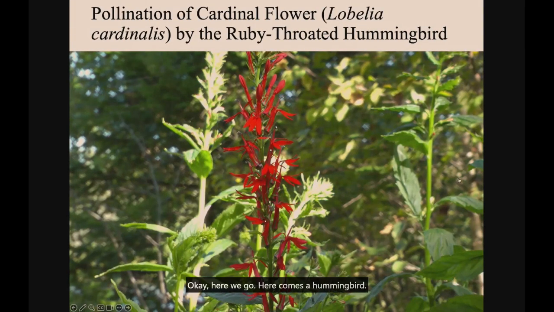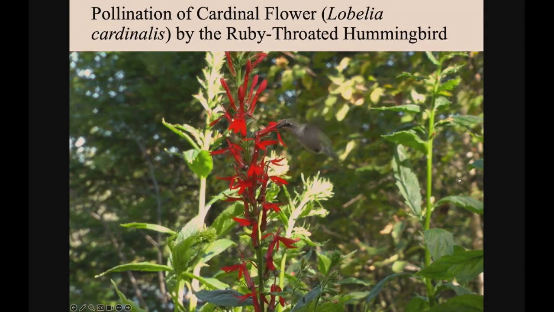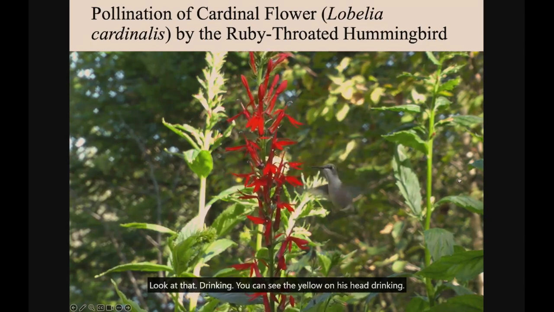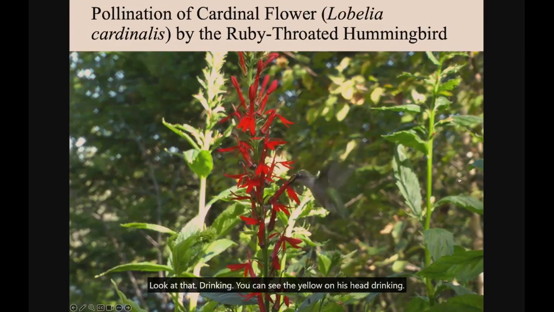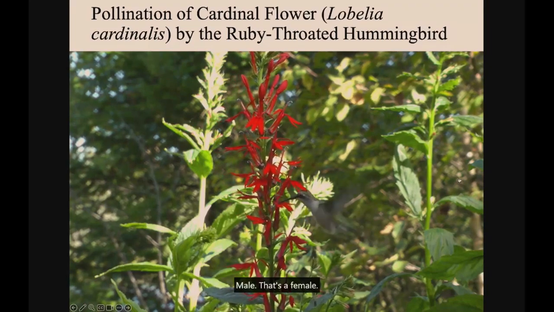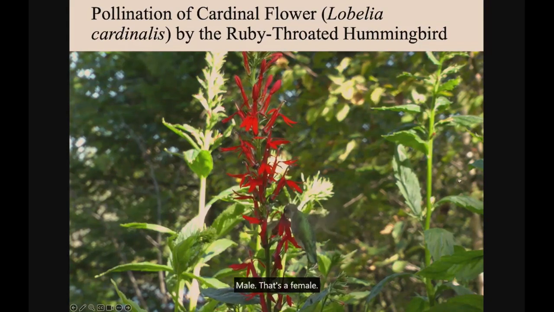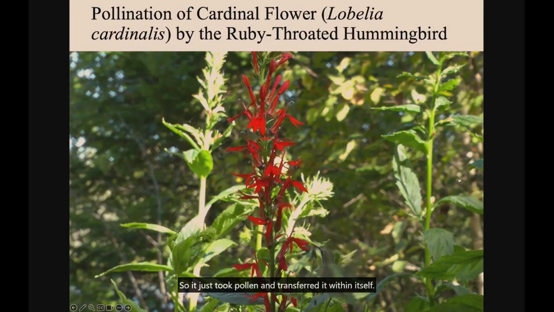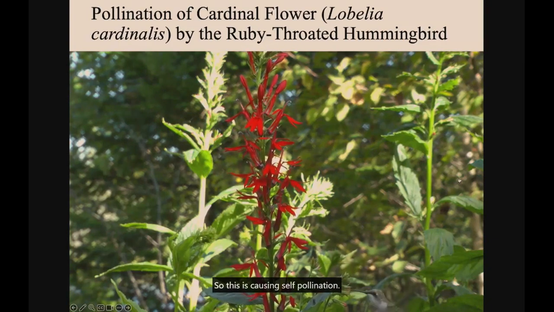Okay, here we go. Here comes a hummingbird. Nope. It's visiting a male phase flower. Male phase. Look at that, drinking. You can see the yellow on its head. Drinking. Male. That's a female. So it just took pollen and transferred it within itself. So this is causing self-pollination.